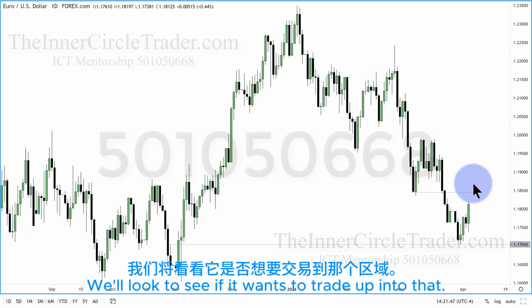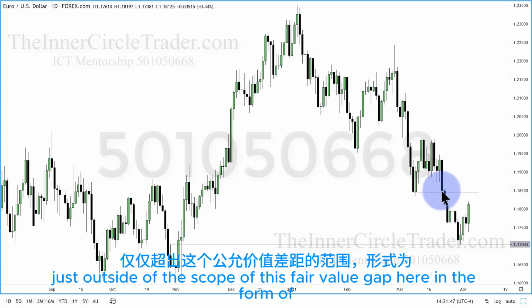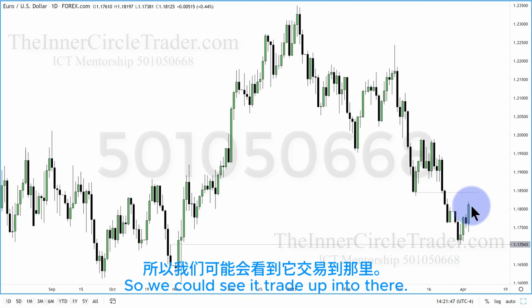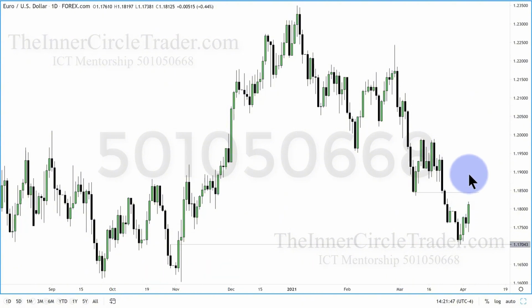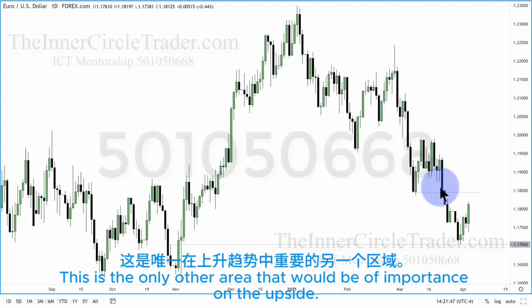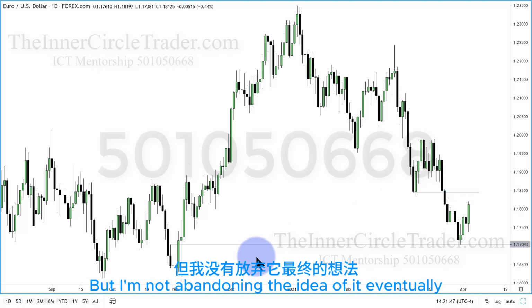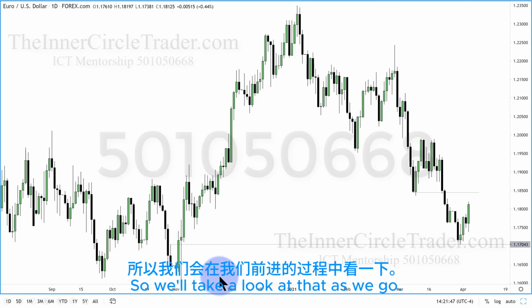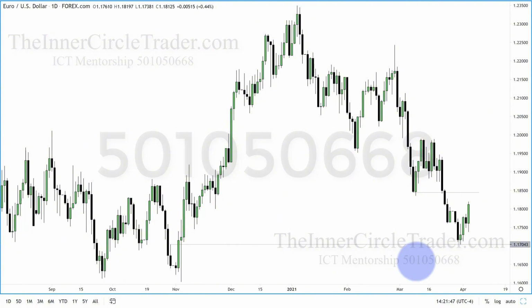We'll look to see if it wants to trade up into that, which would also go just outside of the scope of this fair value gap here in the form of a sell side imbalance, buy side inefficiency. So we can see it trade up into there. If we start to gain momentum above that, this is the only other area that would be of importance on the upside. It could trade there, but I'm not abandoning the idea of it eventually taking these lows out for now. Okay, so we'll take a look at that into Tuesday and Wednesday's trading.